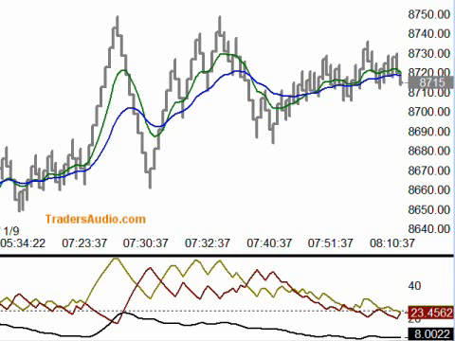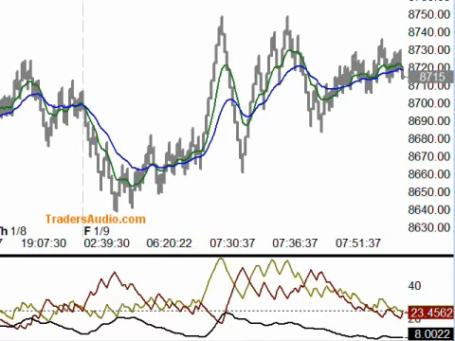Okay, traders, so we're at the bottom of the wedge now, traders. And I'm hoping to trade this at the open or out of the gate, but I don't want to trade pre-market. So we'll see how this actually works out, traders.